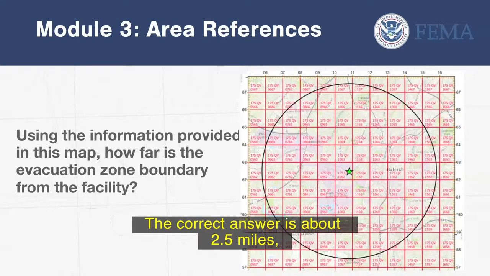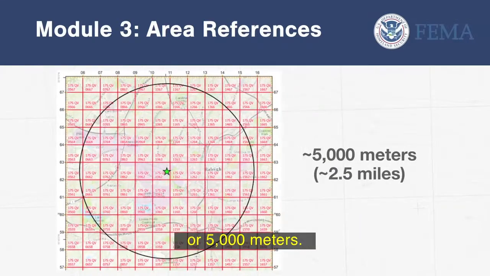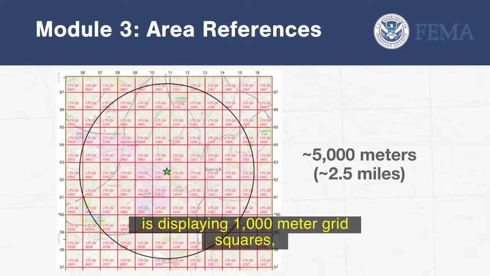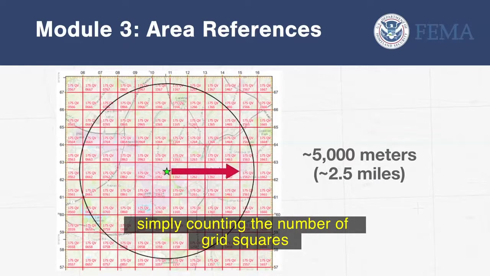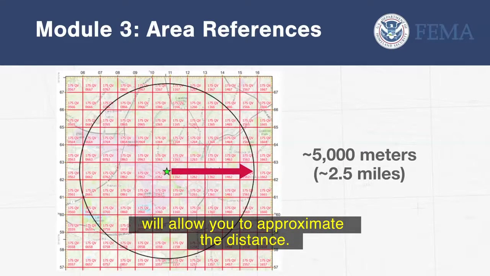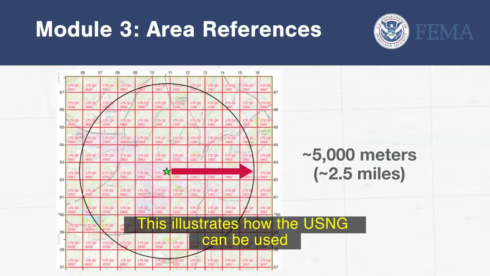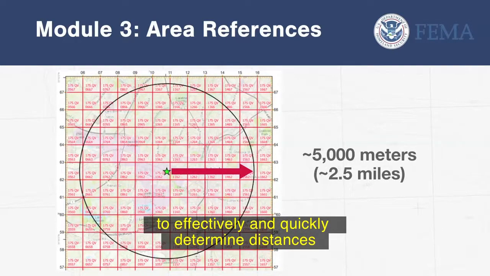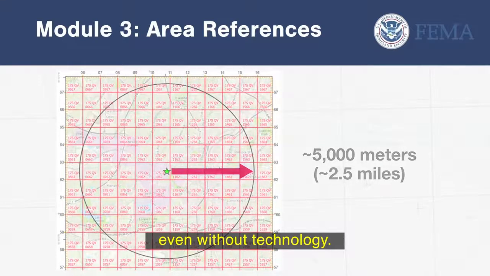The correct answer is about 2.5 miles or 5,000 meters. Knowing that the U.S. National Grid is displaying 1,000-meter grid squares, simply counting the number of grid squares from the facility to the evacuation zone boundary will allow you to approximate the distance. This illustrates how the USNG can be used to effectively and quickly determine distances even without technology.